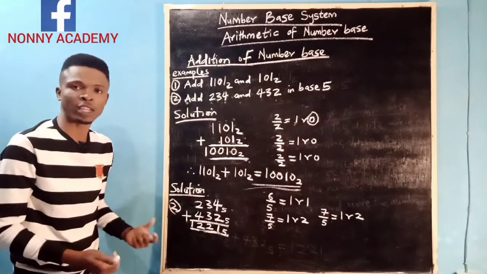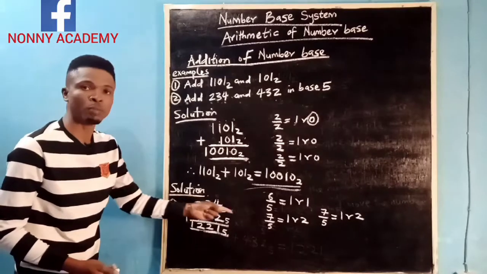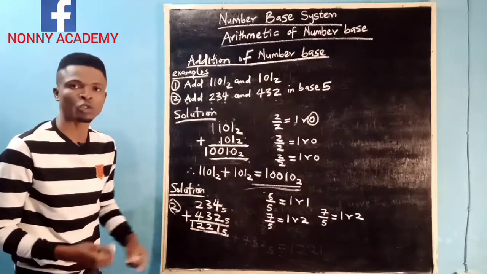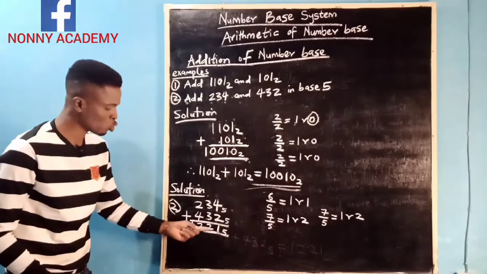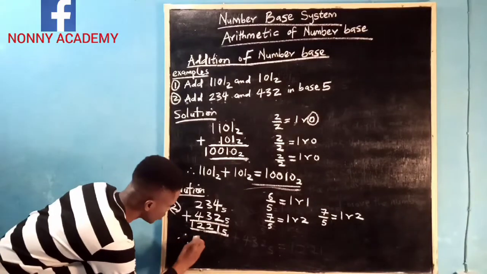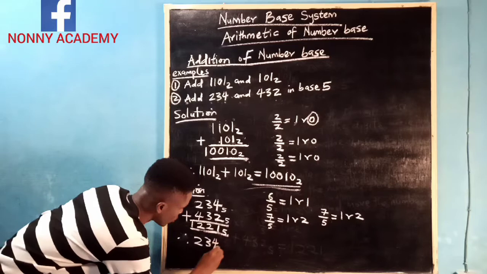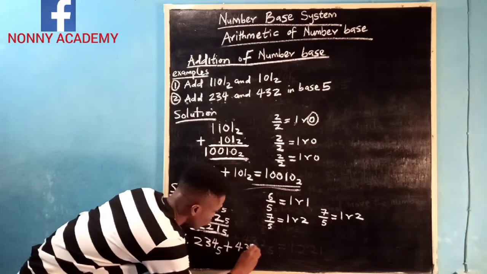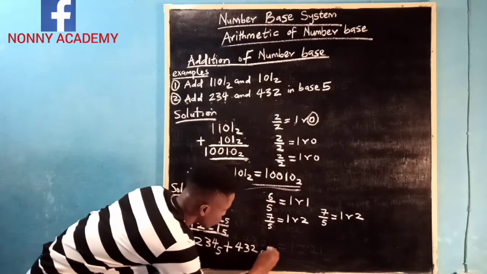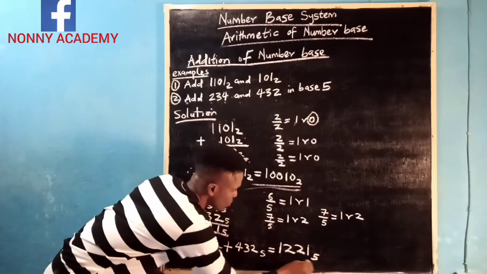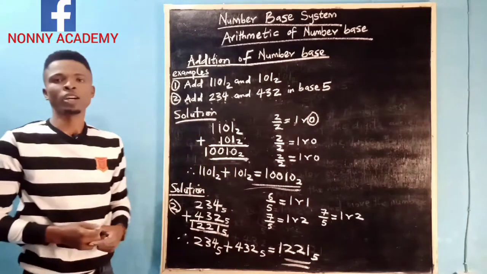Now, I have successfully added 2, 3, 4 in base 5 and 4, 3, 2 in base 5, which is equal to 1, 2, 2, 1 in base 5. Then my final answer will be 2, 3, 4 in base 5 plus 4, 3, 2 in base 5, which is equal to 1, 2, 2, 1 in base 5. This is my final answer.